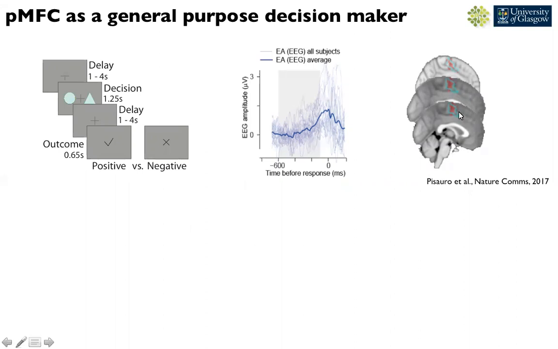And as you can see, the blue outline is the cluster that we've observed in the value-based task, and the red here is from the probabilistic learning task, and that's quite a good overlap. Starting to point towards a more general-purpose decision maker.